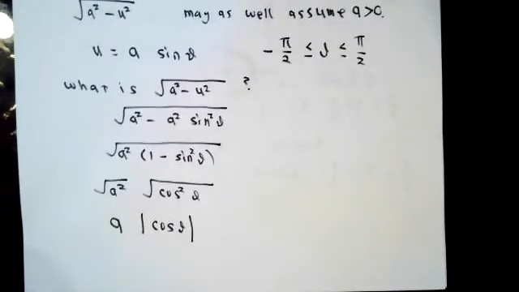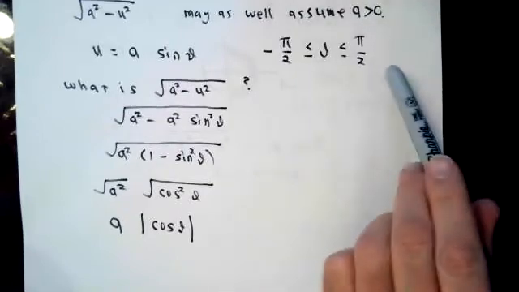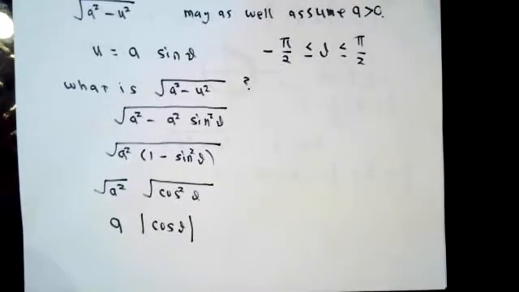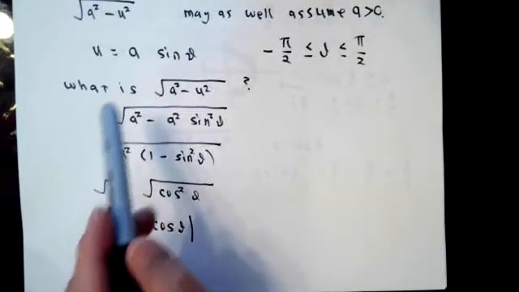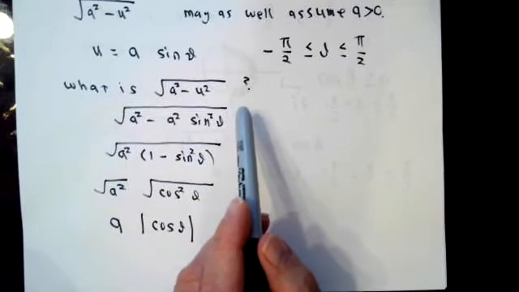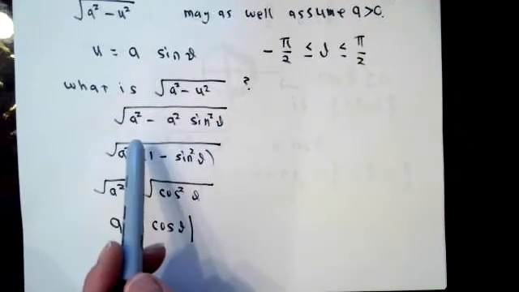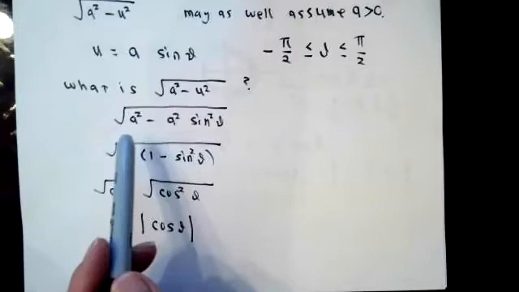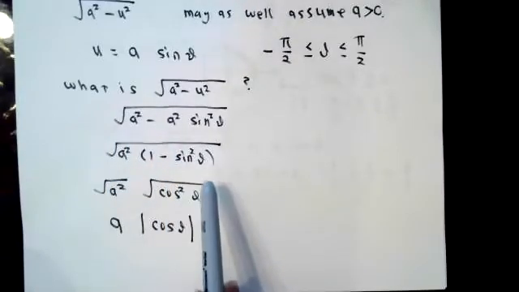I want to think about square root a squared minus u squared. We're going to let u equal sine of theta, where theta is in this range of values. This is important because it's on that range of values that we can undo the sine function with the arcsine function. The square root of a squared minus u squared, if you write in that u is a sine theta, can be written this way.